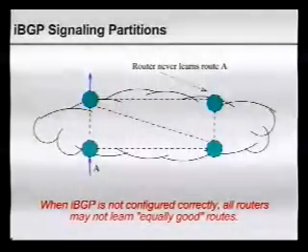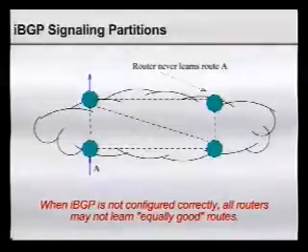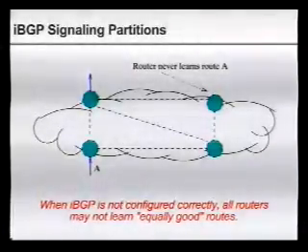Okay, so that's the sort of easiest misconfiguration that you can imagine. What other types of things can happen? Well, here's another pretty simple thing that could happen, right?